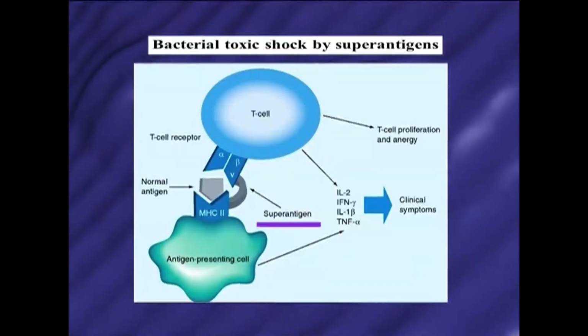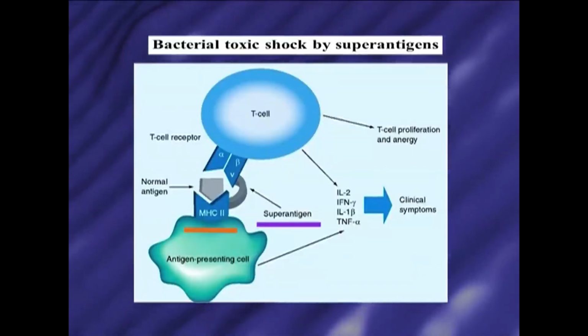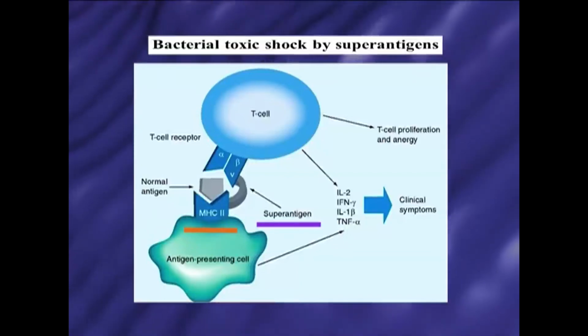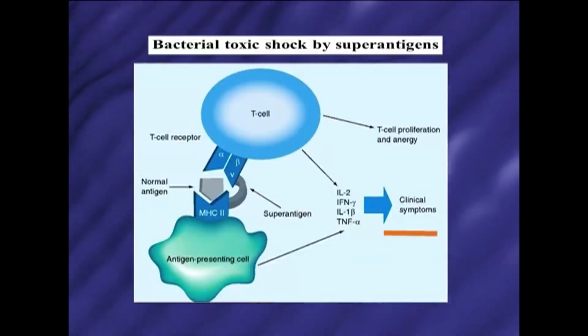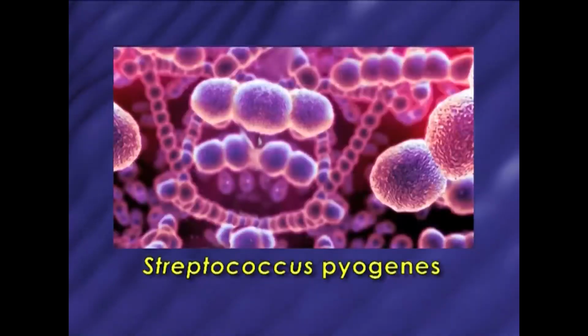Similarly, bacterial toxic shock is also generated by the presence of superantigens. Superantigens can simultaneously bind to class 2 MHC molecule and T cell receptor, and they activate both the antigen presenting cell and the T cell. Now, this activated macrophage and T cell will secrete a number of cytokines, and that will lead to shock-like symptoms like bacterial septic shock. And a number of organisms like Streptococcus pyogenes can induce this type of shock.